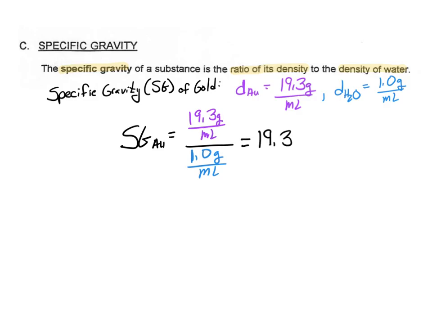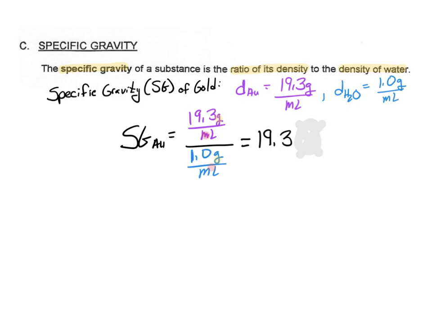Now what units are left? It ends up that the grams and the milliliters all cancel out so that we only have 19.3 with no units. And that's what's very different about the specific gravity. The specific gravity of gold in both the American units and in the metric system is 19.3. So how do we use this in a problem? Well, there's a couple of ways we can use it.